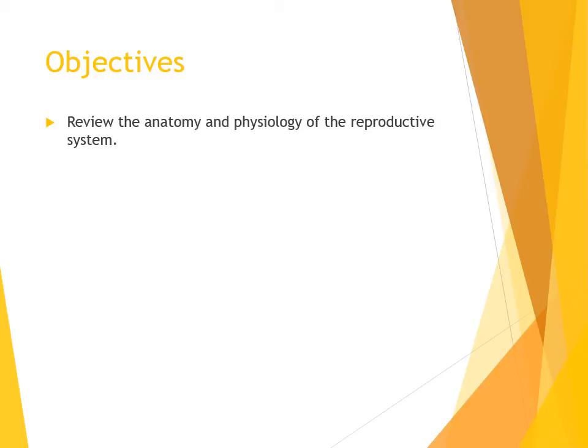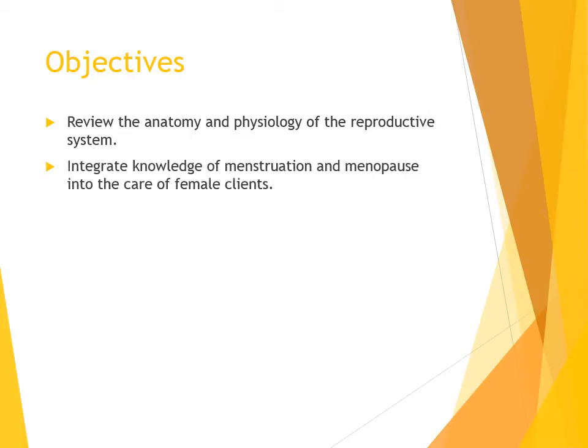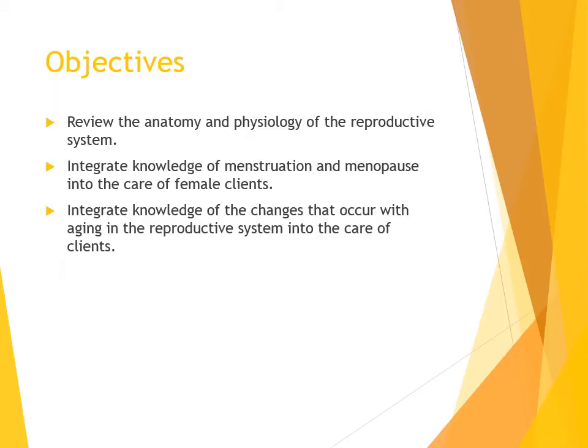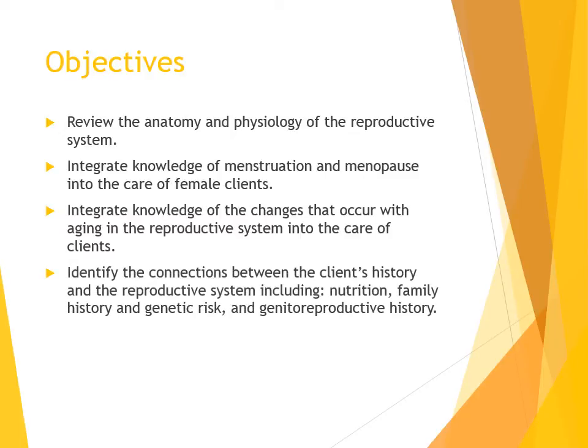The objectives for this lesson are: review the anatomy and physiology of the reproductive system, integrate knowledge of menstruation and menopause into the care of female clients, integrate knowledge of the changes that occur with aging in the reproductive system into the care of clients, identify the connections between the client's history and the reproductive system, including nutrition, family history and genetic risk, and genital reproductive history.